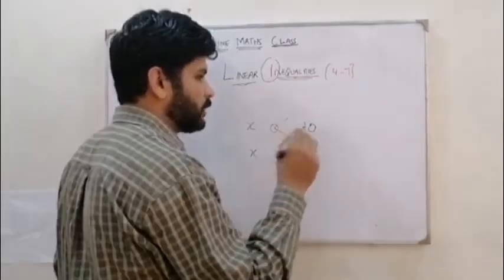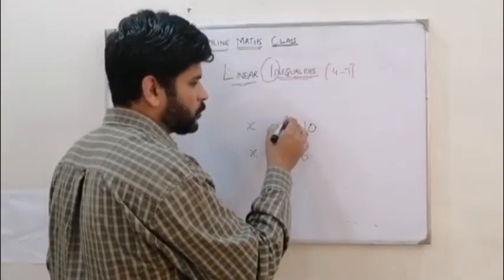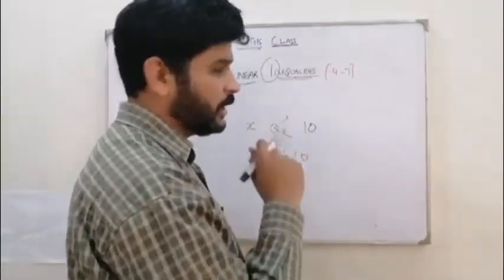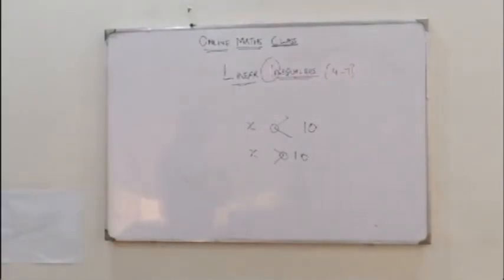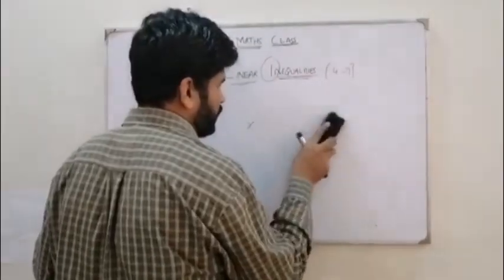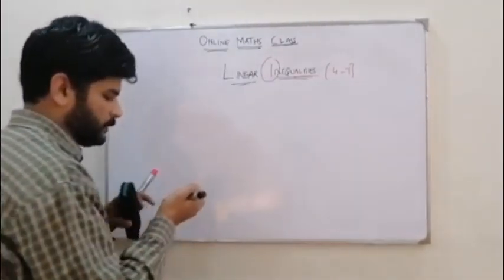Sometimes in your junior classes, around class 3 or class 2, you might have studied about the crocodile, right? Just a face of a crocodile. The crocodile mouth opens towards the larger number, right? So I hope this is clear, and let's move towards further questions of inequality.